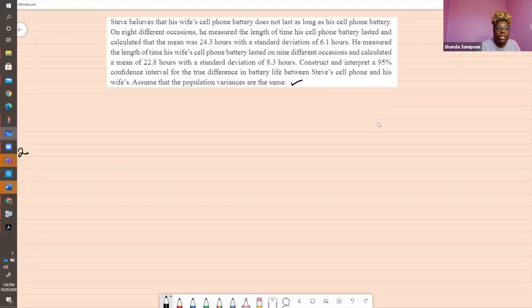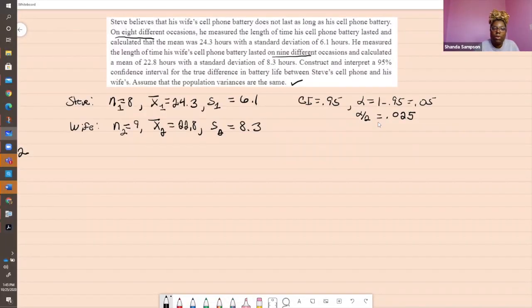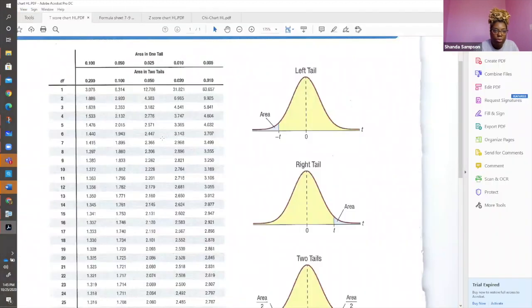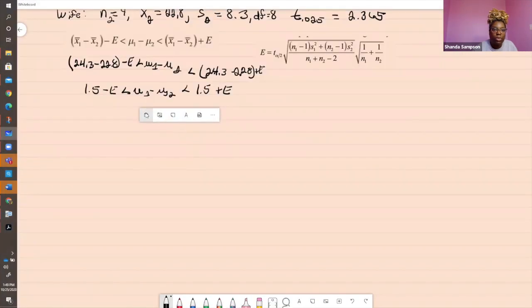So let's get into it. Let's start writing down our knowns. Since we already know this is going to be a T of 0.025, and we know that the degrees of freedom is 8 for this one, and the degrees of freedom is 7 for this one, so we're going to use 7 at 0.025, which is 2.365. So here's our new E formula.